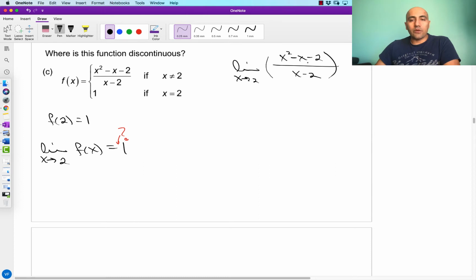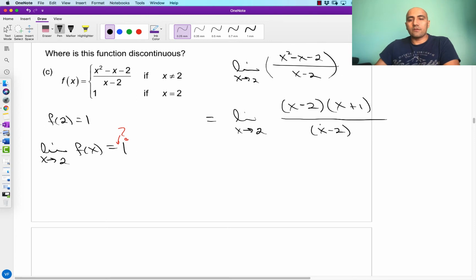So we have to do other things. One of the tricks we learn is that we can factor things. So this is equal to the limit as x approaches 2 of (x minus 2)(x plus 1) all over x minus 2. If we FOIL this out, we get x squared plus x minus 2x, that gives me that minus x minus 2. Good. So that's how this factors. And we know from before that we are allowed to cancel these out, which then gives us the limit as x approaches 2 of just x plus 1.